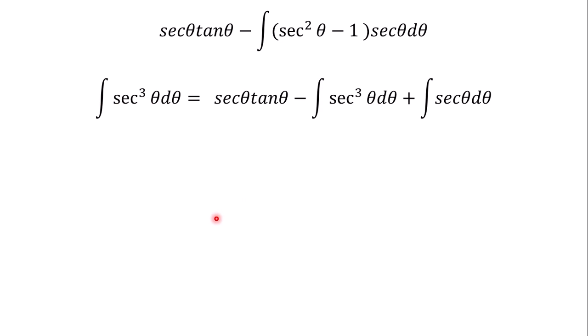So we are going to get 2 integral secant raised to the power 3 theta d theta. And then what is the answer to this integral secant theta d theta? Good, the answer to this one is natural log absolute value of secant theta plus tangent theta.